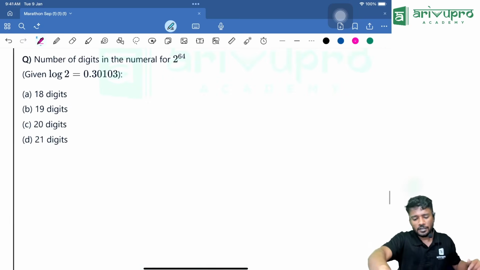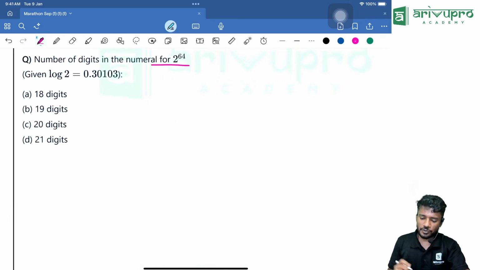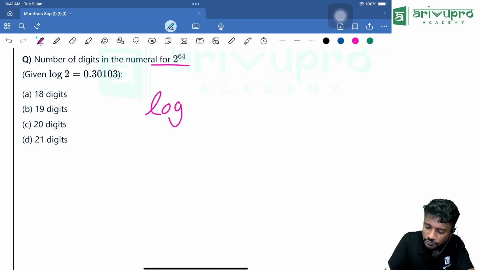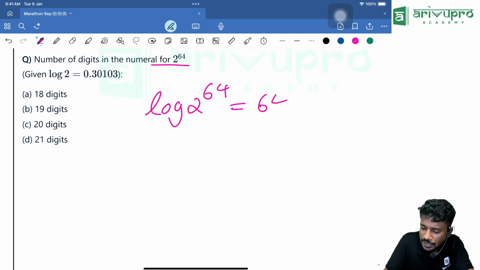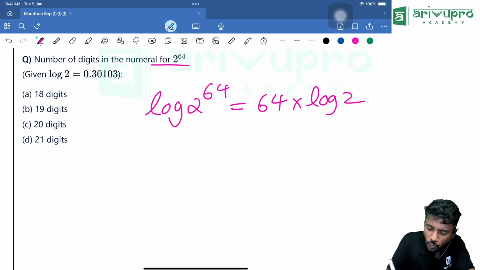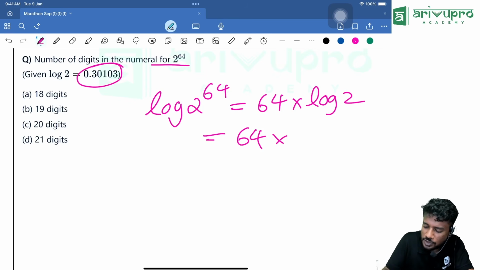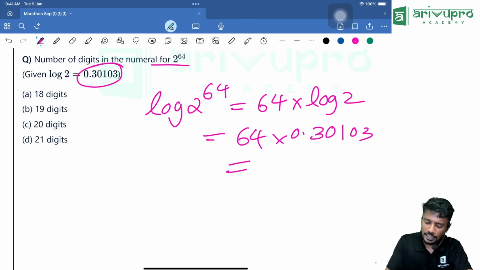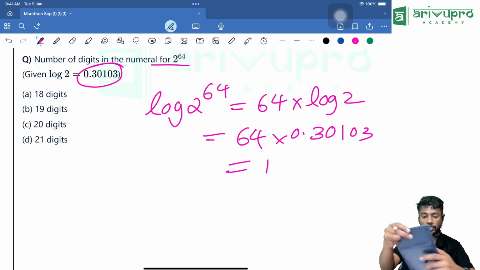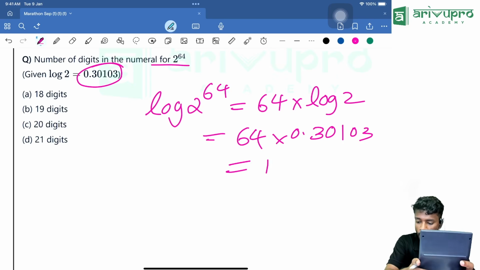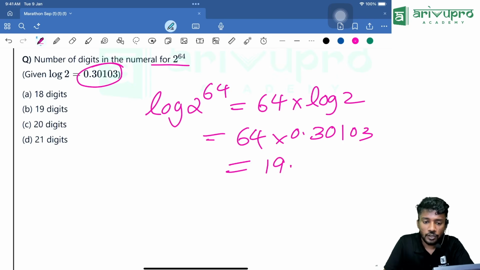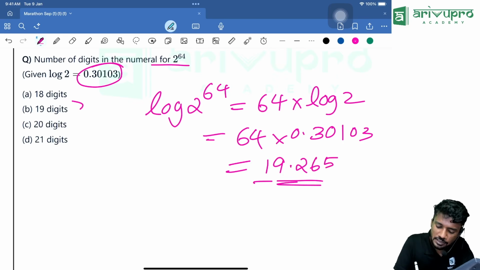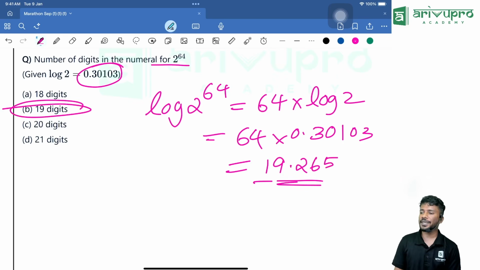Check this. Number of digits of the numeral, same question, 2 raised to 64. Log of 2 raised to 64 can be written as 64 into log 2. Now, 64 into log 2, where log 2 is 0.30103. How much is the answer now? 64 into 0.30103 is 19.265. Yes. The nearest answer is option B, 19.